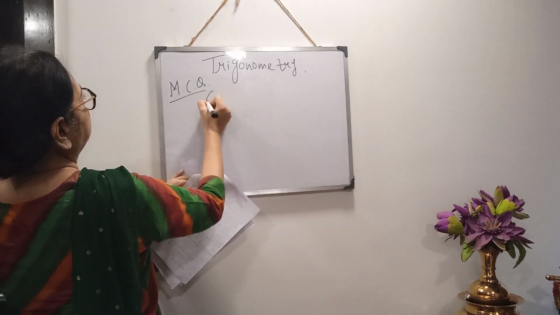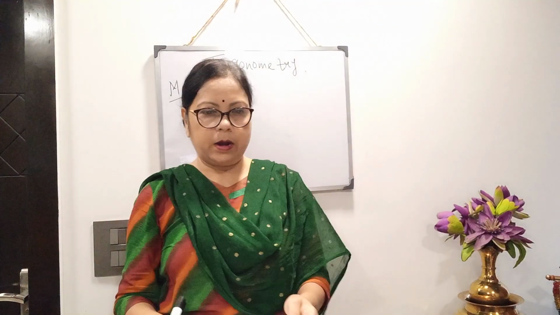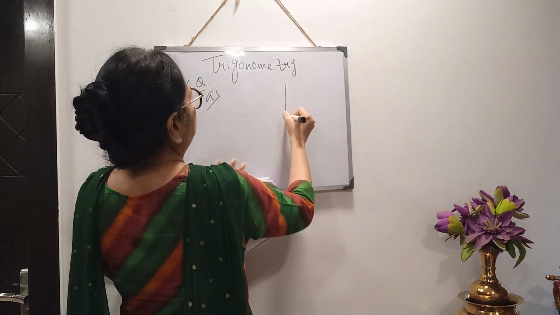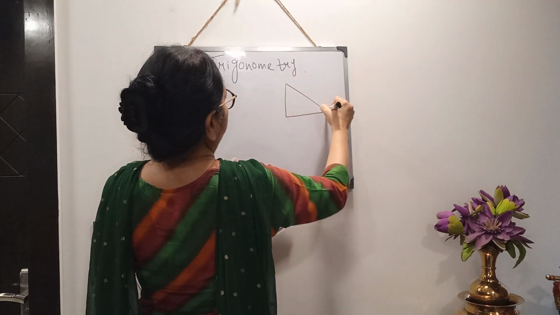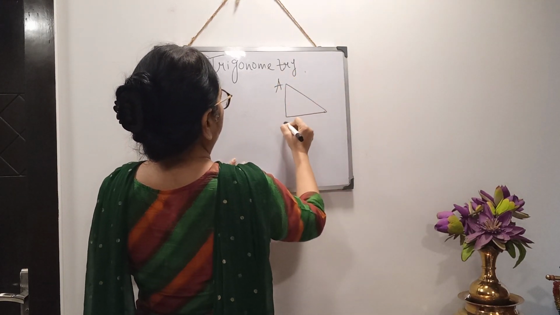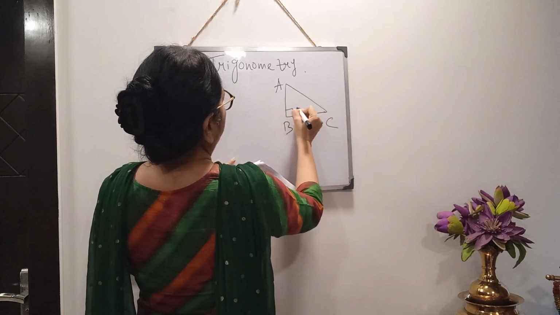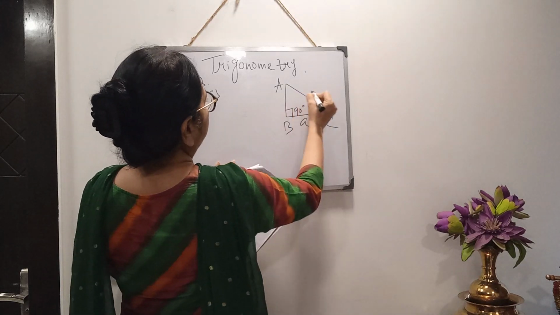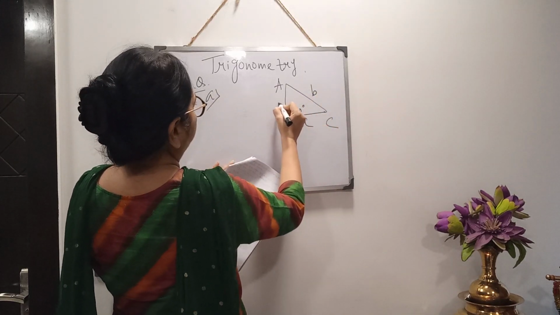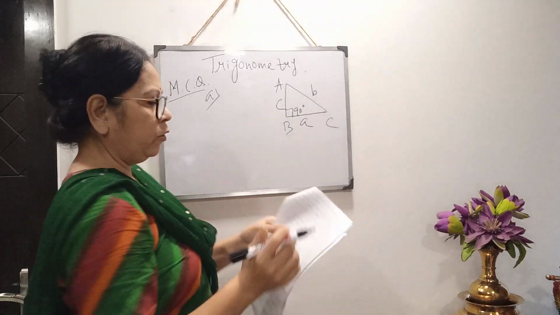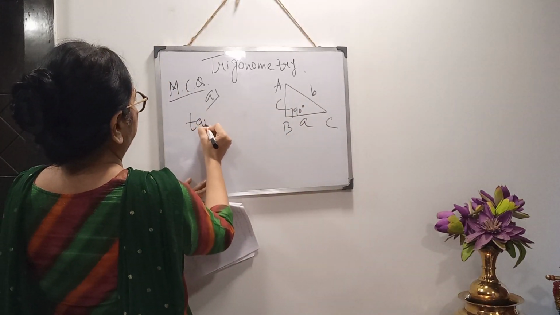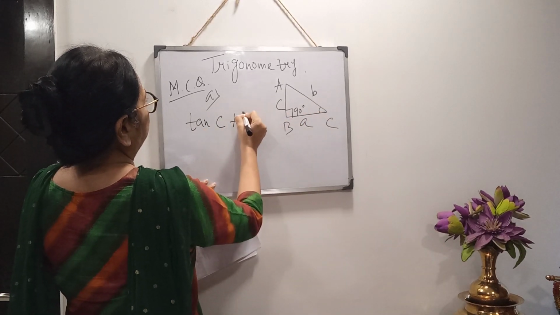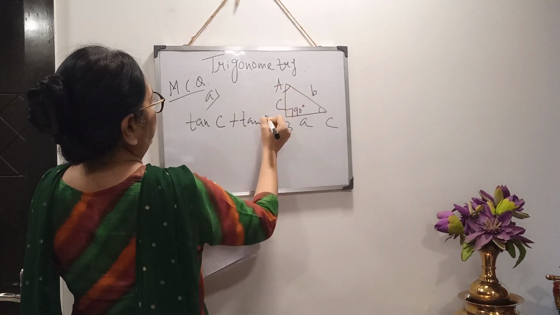Question A. In a right angle triangle ABC, so first I am drawing this right angle triangle ABC. B equals 90 degrees, given. Then the value of tan C plus tan A. Tan C means tan of angle C, clear? Plus tan of angle A.